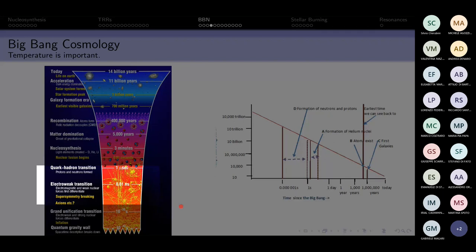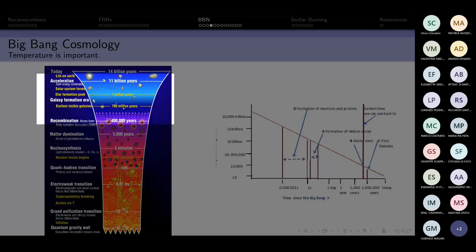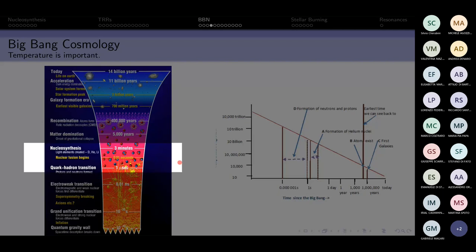In terms of photons, we see the light from recombination. So we can see as far back as recombination. That gives us a lot of hints as to what happened before then. But we can also see what happened before then, because prior to recombination was nucleosynthesis. This is where the atomic nuclei were formed in the universe. This is where we have things like hydrogen and helium.